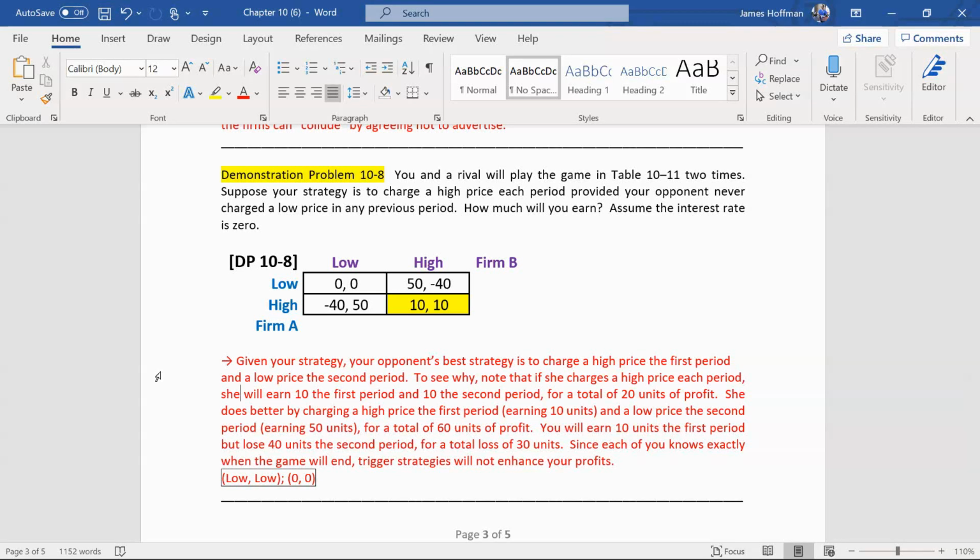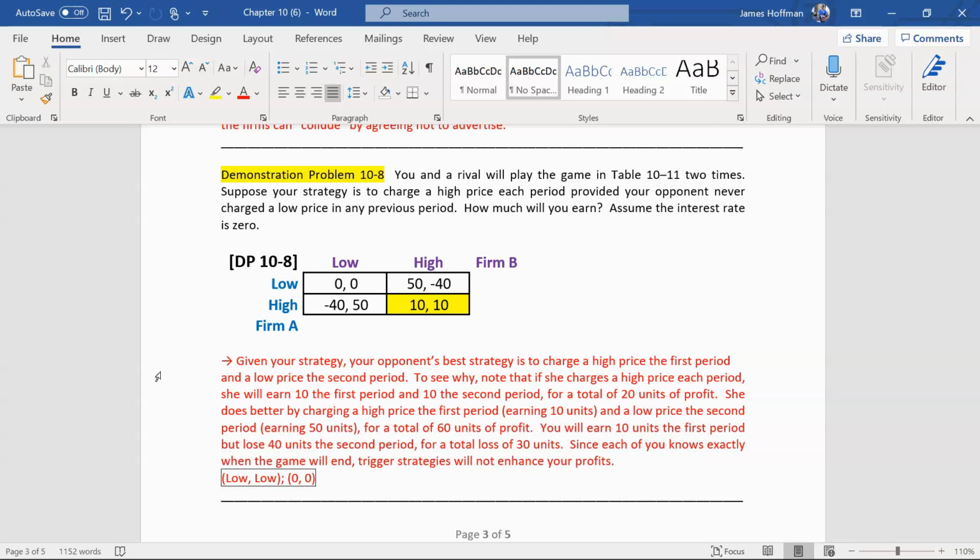So if you charge a high price each period, you get 10 plus 10, for a total of 20, that's the full agreement. But if you charge a high price the first period, you get the 10, and then shoot, you get 50, for a total of 60. But you can see that you get 10 the first period and lose 60 the second period, for a total loss of 30. But you both know that this is the best result.